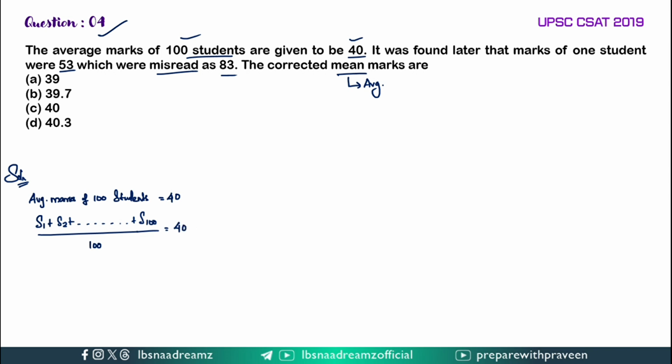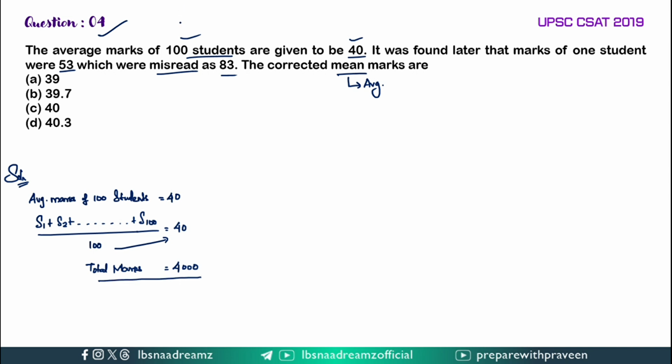So to find the actual average mark, now we are going to follow a simple step. First we will find the actual total mark. Total marks is equal to, cross multiply 100 into 40, we will get 4000, right? This is the total marks of 100 students.